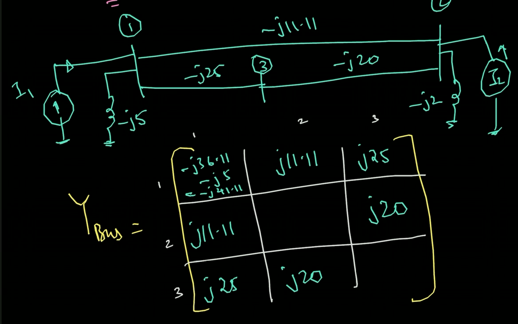Next, let's look at the other cases. Bus 2: 20 plus 11.11 will be minus J 31.11. To that, minus J2, I'll just add it, so it will become minus J 33.11. So this is the final value. And then what about this element? Here there's no shunt element connected, so I just add these two, 45, and it will become minus J 45. That's it. So this is my Y bus for the system.